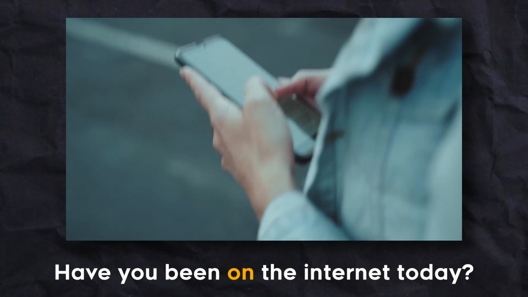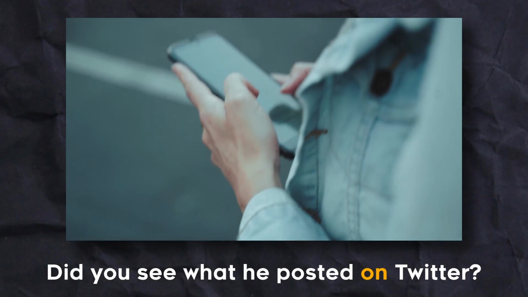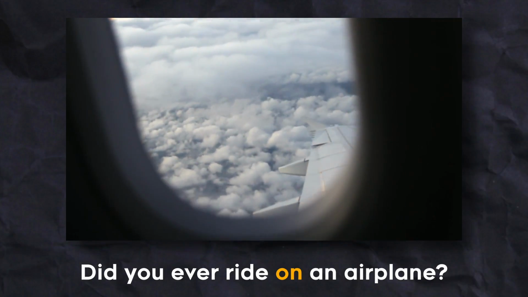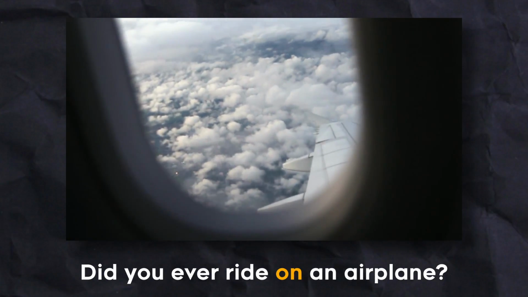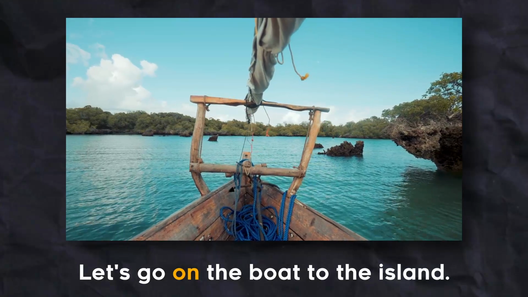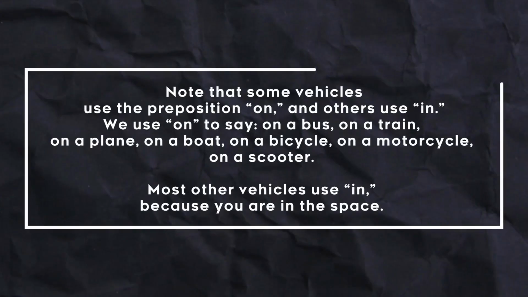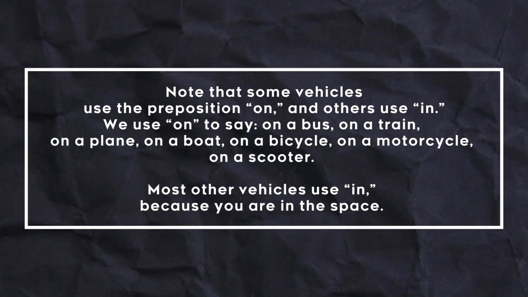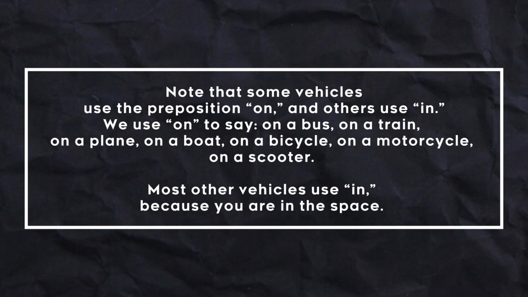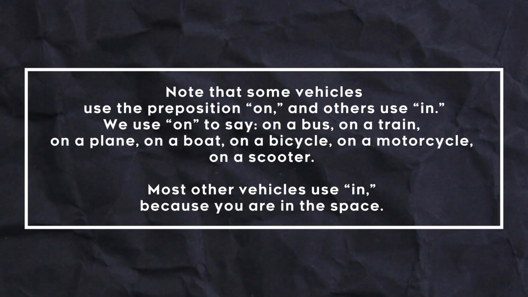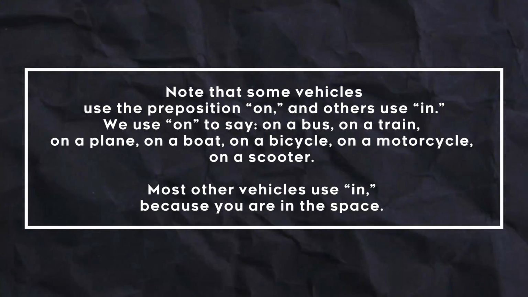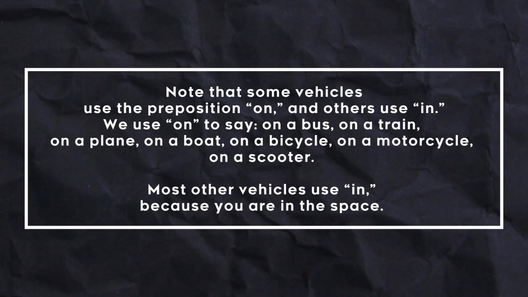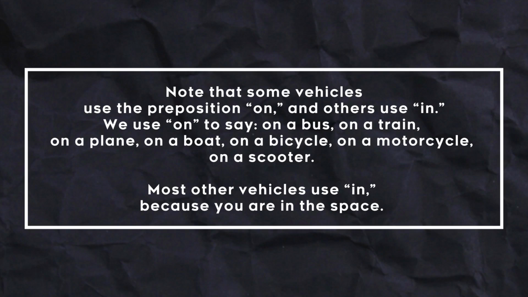Have you been on the internet today? Did you see what he posted on Twitter? Did you ever ride on an airplane? Let's go on the boat to the island. Note that some vehicles use the preposition on and others use in. We use on to say on a bus, on a train, on a plane, on a boat, on a bicycle, on a motorcycle, on a scooter. Most other vehicles use in because you are in the space.